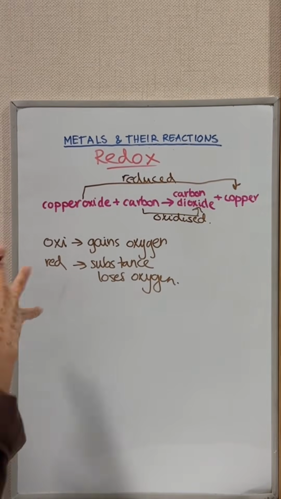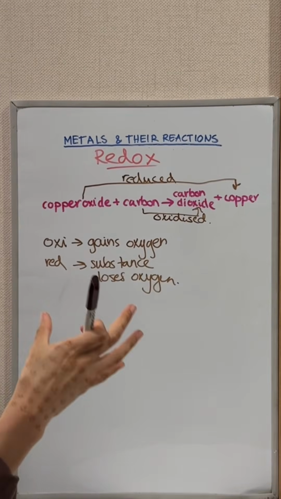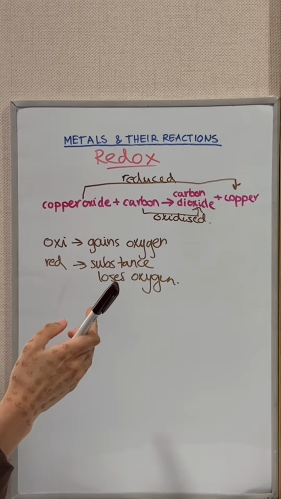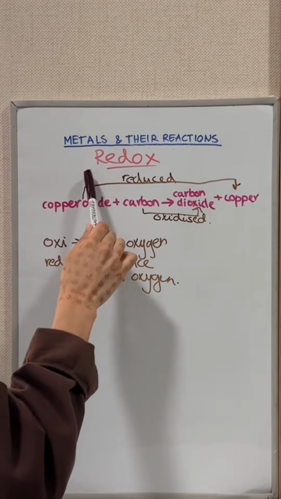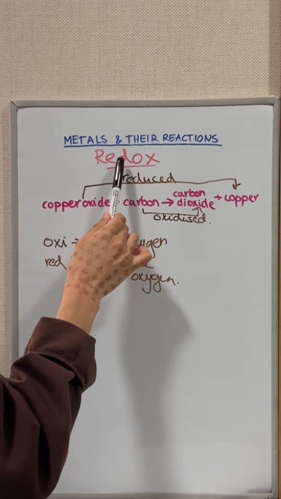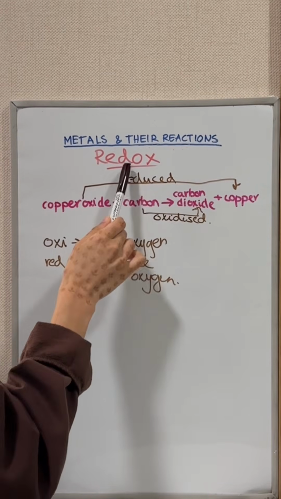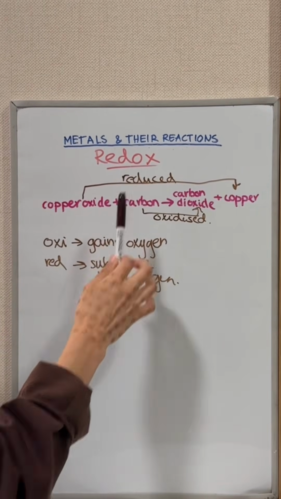Okay, so in this reaction, you have reduction and oxidation happening at the same time. And there is a special term we give to reactions like this, where oxidation and reduction happen at the same time. And we call these redox reactions. It comes from the combination of these two words, reduction and oxidation. So red for reduction and ox for oxidation.